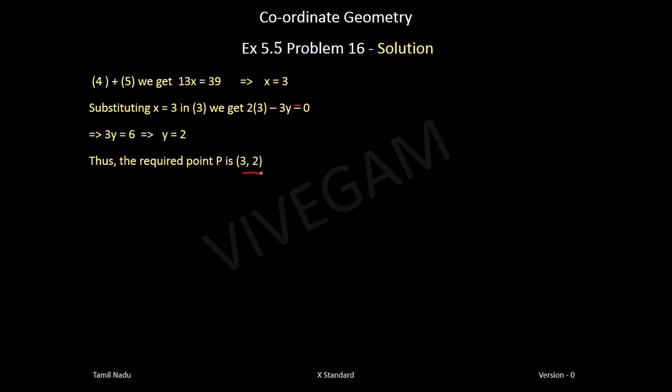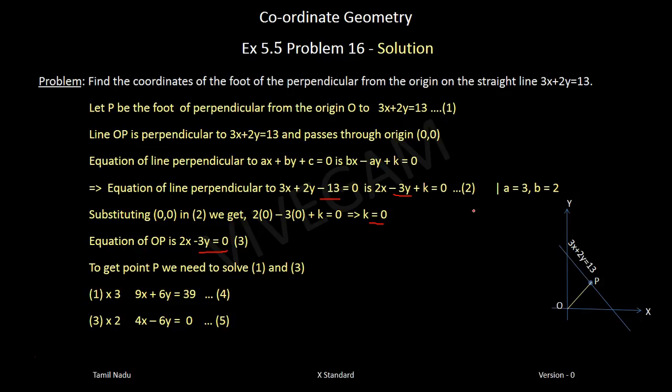You got it? So let's repeat the problem. Basically you have this equation. You need to find the perpendicular OP, and then you have to solve it to get the point P. How will you get the equation of OP which is perpendicular to this line? Use this formula. Any line perpendicular to ax plus by plus c is bx minus ay plus k. Basically interchanging the coefficients of x and y and adding a negative sign to the coefficient of y. Thereafter, you solve that equation.